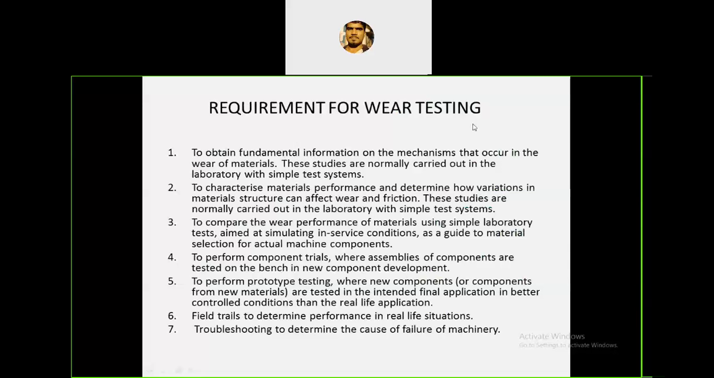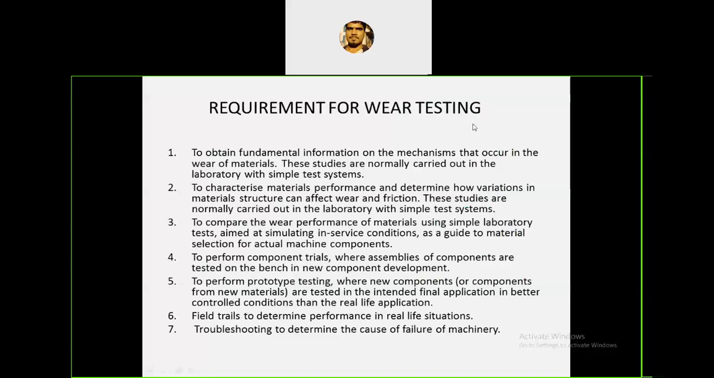These studies are normally carried out in the laboratory with a simple test system. Of course, every test is carried out only in the laboratory, with standard operating conditions. The tests characterize material performance and determine how variation in the material structure can affect wear and friction. We already know that wear and friction differ in different materials. If we use different samples, it will provide different data or different testing results. Correct?